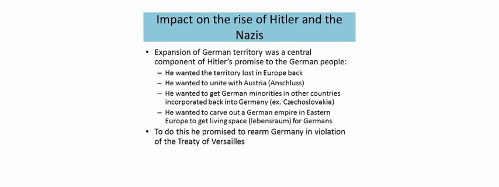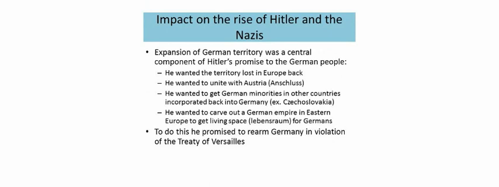He wanted the lost territory in Eastern Europe back. He wanted to unite with Austria, the Anschluss, which had been, of course, forbidden in the Treaty of Versailles, and it's also coincidentally forbidden in the Treaty of Saint-Germain with Austria. He wanted to get German minorities out of other countries.